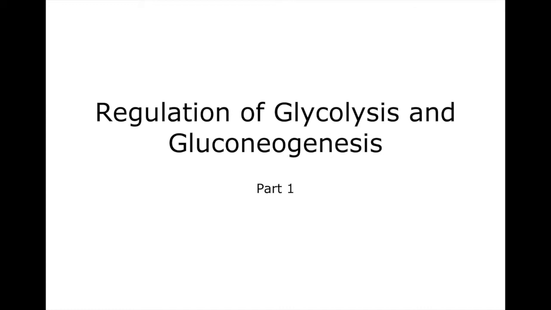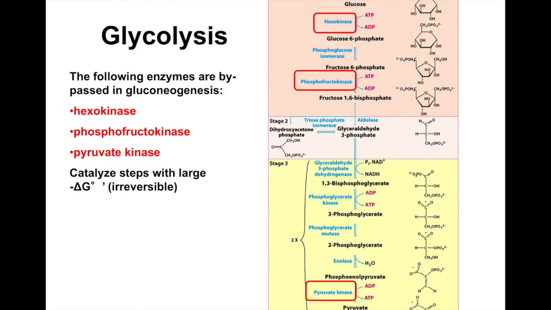In this video, we're going to discuss the regulation of both glycolysis and gluconeogenesis. If we recall, when we were talking about glycolysis and gluconeogenesis, we said that there were 3 steps in glycolysis that had to be bypassed in order for gluconeogenesis to occur. And that was the step catalyzed by hexokinase, the step catalyzed by phosphofructokinase, and the step catalyzed by pyruvate kinase.